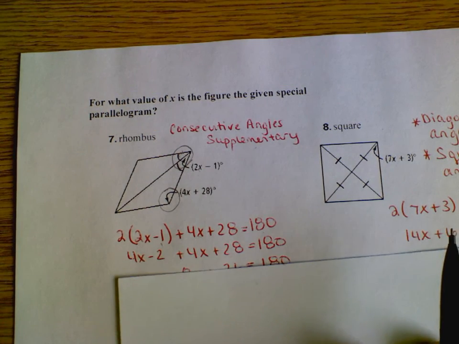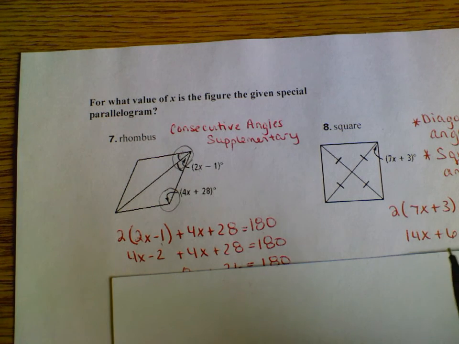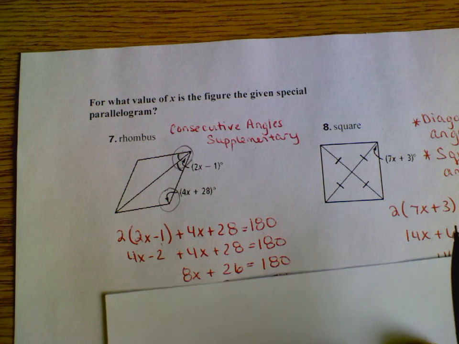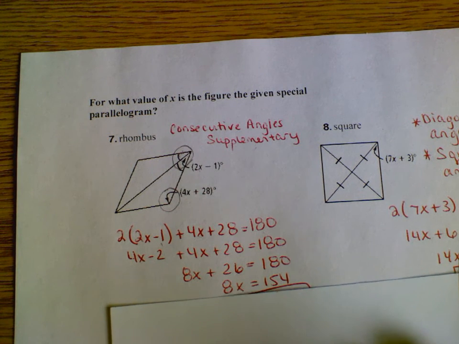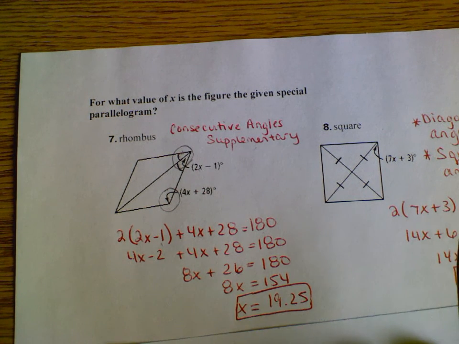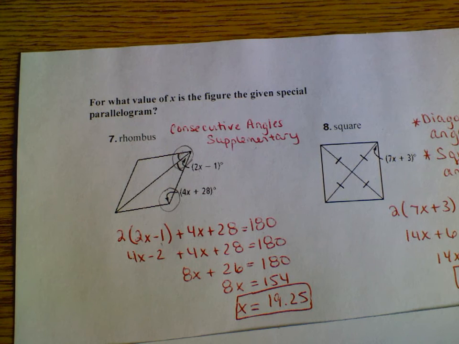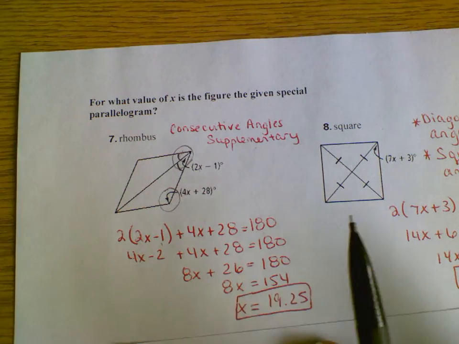So then I would just solve it. Distribute, so I get 4x minus 2 plus 4x plus 20 equals 180. Simplify, so 8x plus 26 equals 180. Minus 26, and then divide by 8. So my answer would be x equals 19.25. Let's talk through the next one.